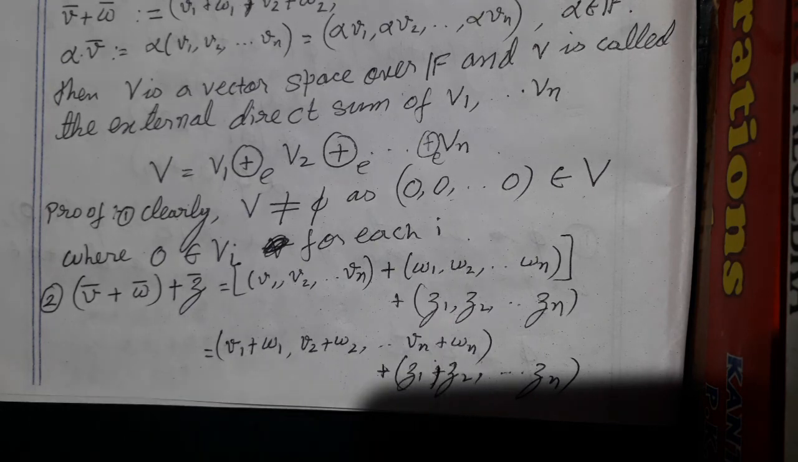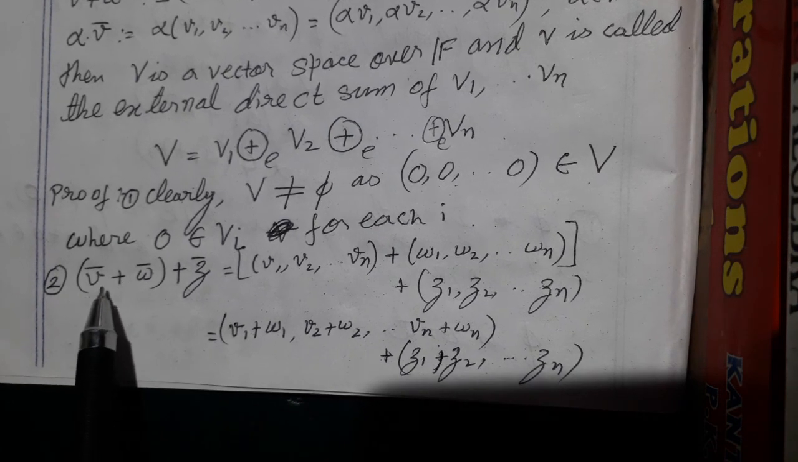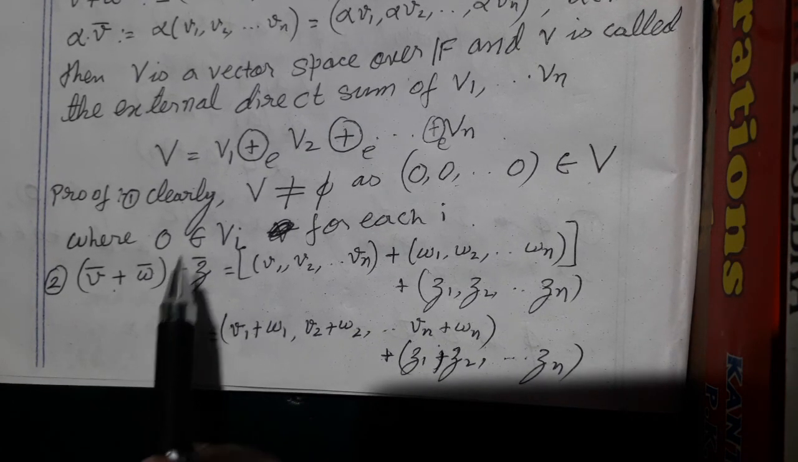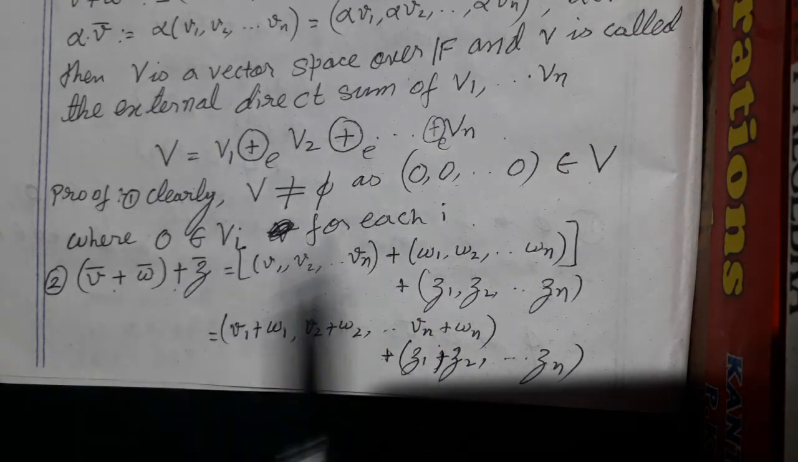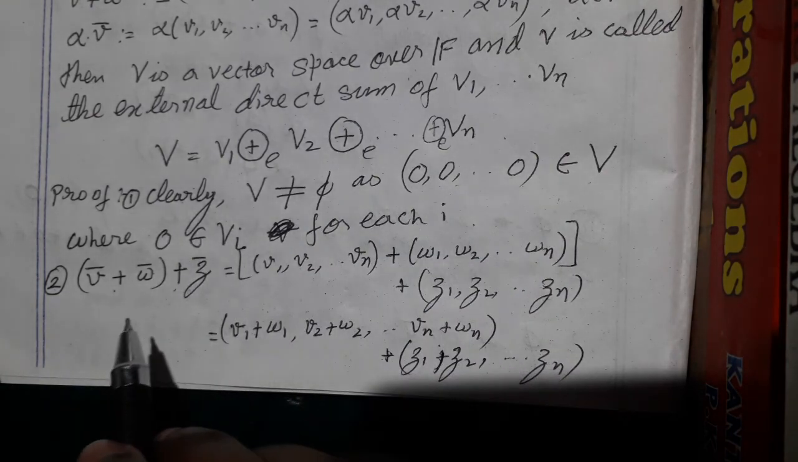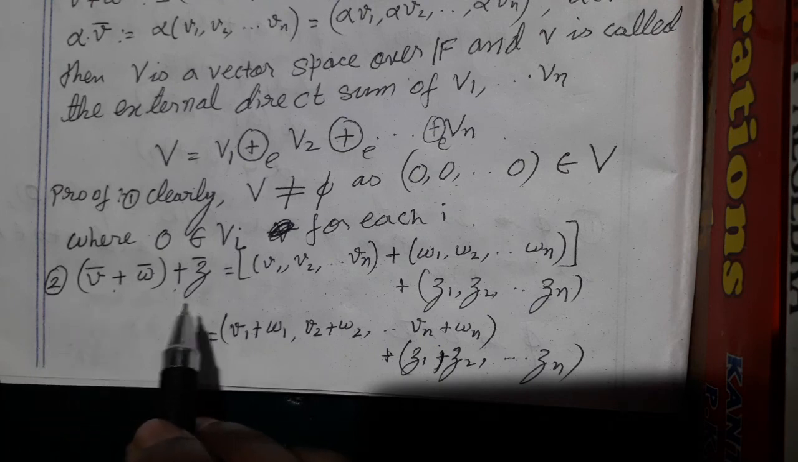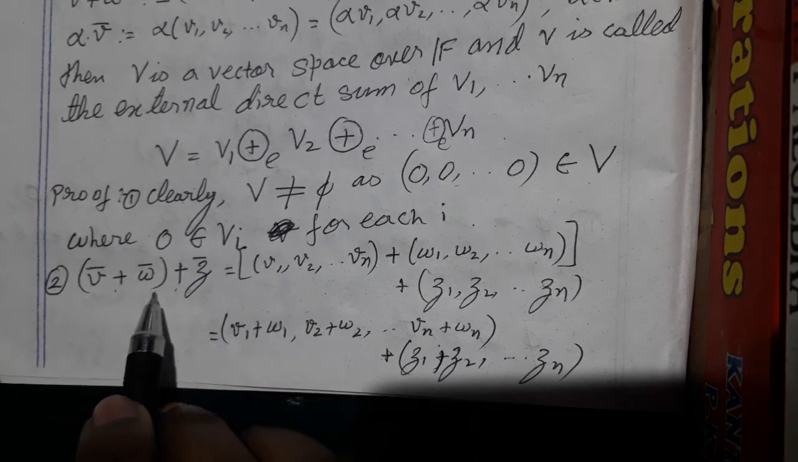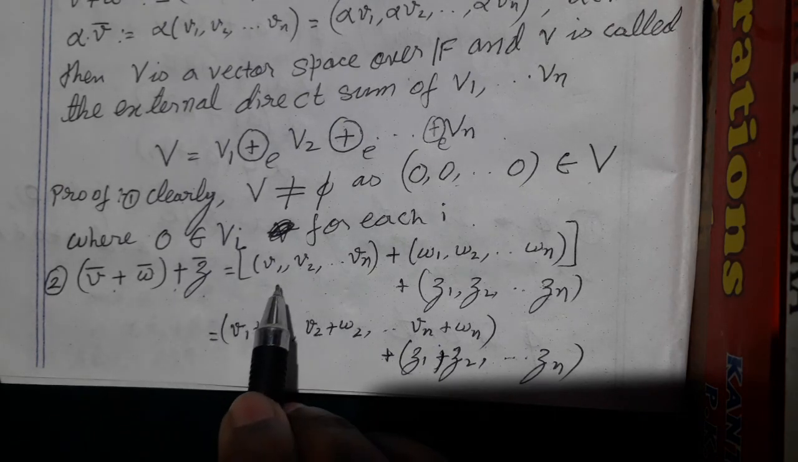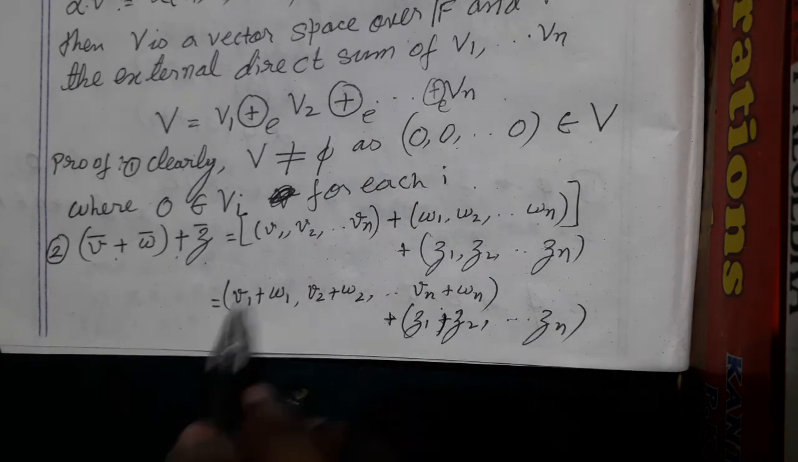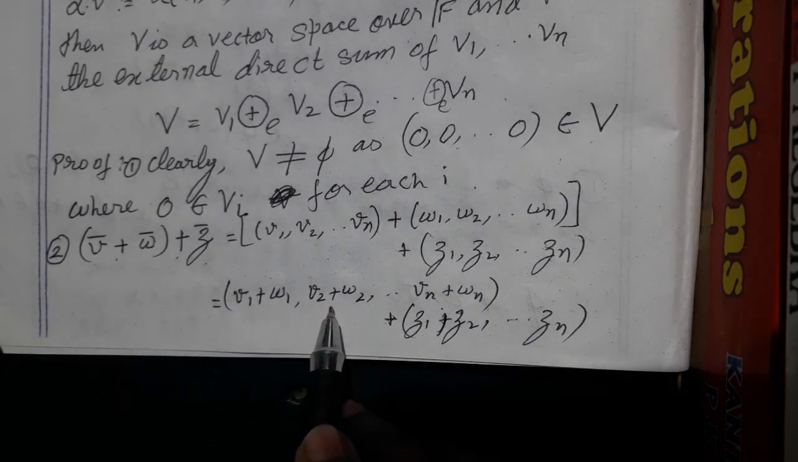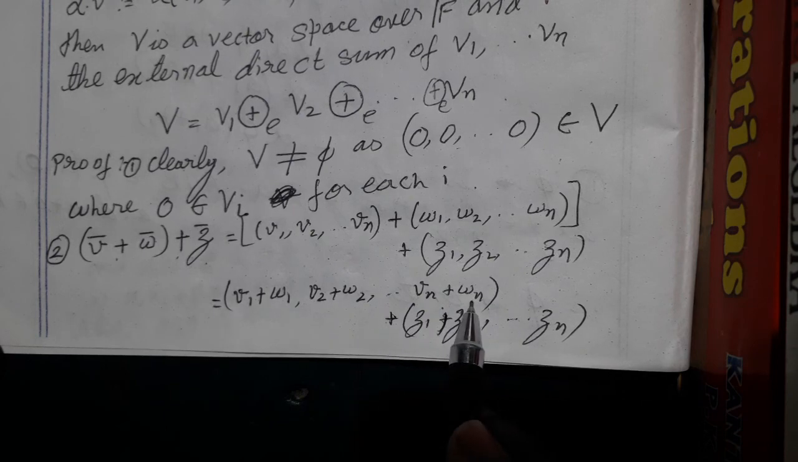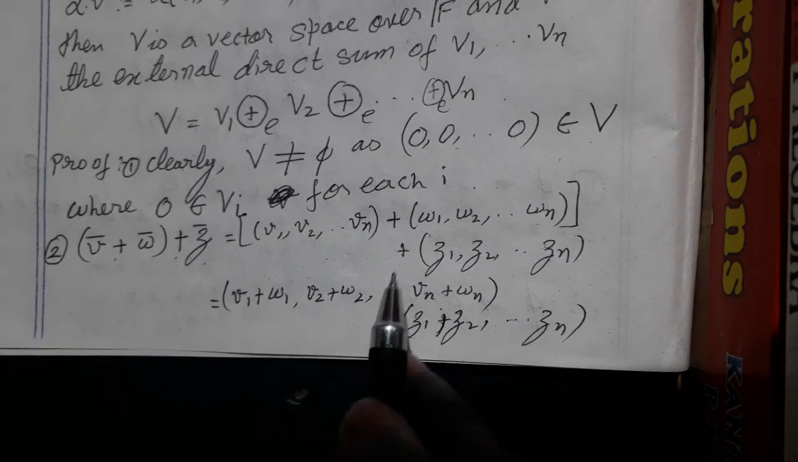Next we try to show that it is associative. First, v bar plus w bar is clearly a binary operation, because we get again an element of the same form. Number two, I'm showing the associative property here. So v bar plus w bar, plus z bar, we add coordinate-wise. So we get v1 plus w1, v2 plus w2, vn plus wn, and we add z with this. Again we add coordinate-wise, and we get this.